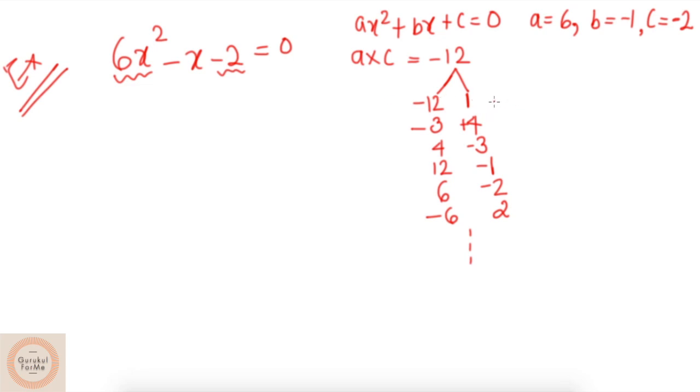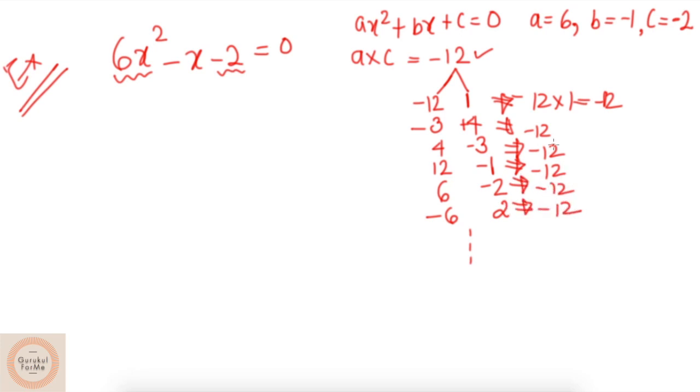What I want to explain here is that 12 into 1, minus 12 into 1, gives me minus 12. And that is A into C. Similarly, this also gives me minus 12. What I want to now see is, can I add both the factors and can I get B? What is B here? Minus 1. What is minus 12 plus 1? It's minus 11. Is it equal to B? No, B is minus 1.